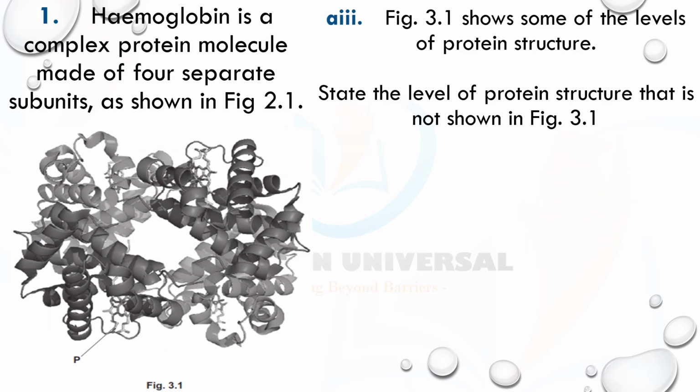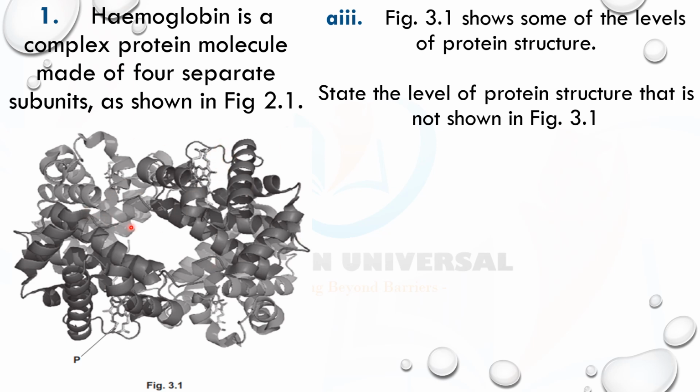Our next question. Fig 3.1 shows some of the levels of protein structure. State the level of protein structure that is not shown. There are about 4 levels of protein structure. You can try this question too, it's a simple question. We have the quaternary structure, which is more than 1 polypeptide chain. You can see we have more than 1 polypeptide chain here, this is one, another, another, so there are 4 polypeptide chains here.